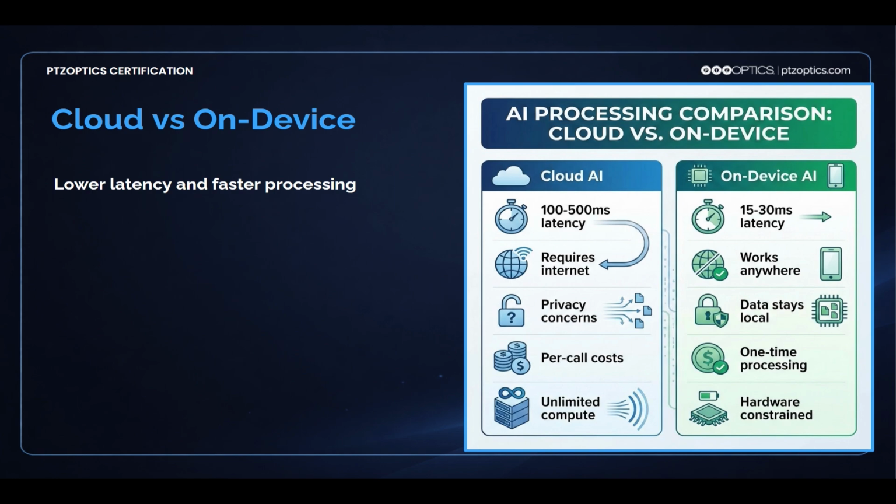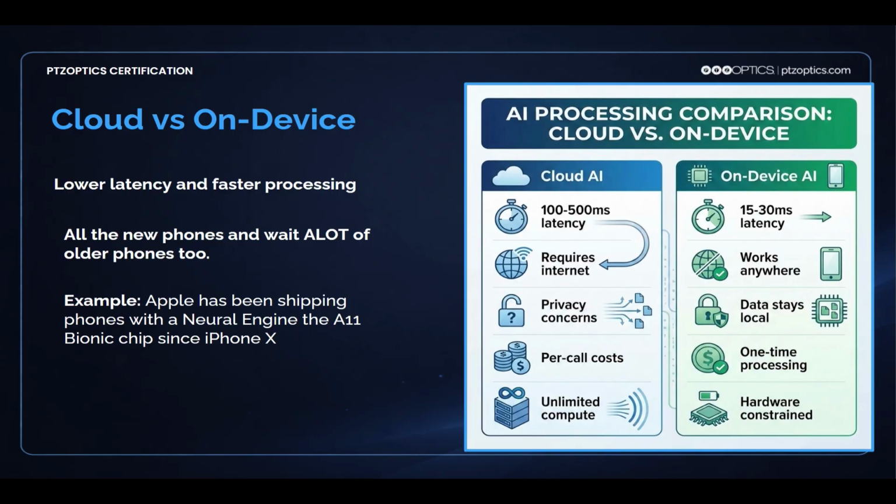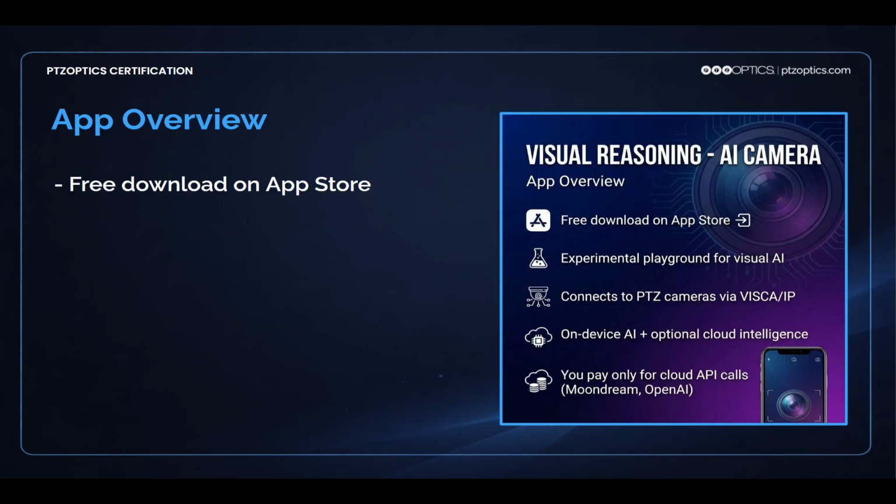So if we're in healthcare, if it needs a HIPAA compliant environment, or there are many people who do not want to send all of their data across the cloud, we can build on-device AI to do that. All the new phones, and a lot of older phones too. Believe it or not, Apple has been shipping iPhones with neural engines, the A11 Bionic chips, since iPhone X. That's since 2017. It's crazy. Your iPhone or Android probably has access to this.